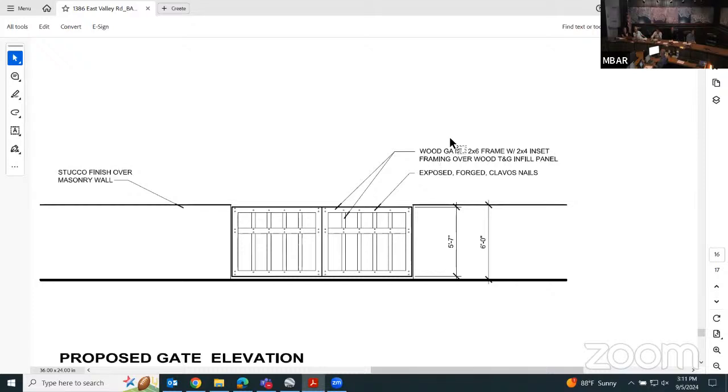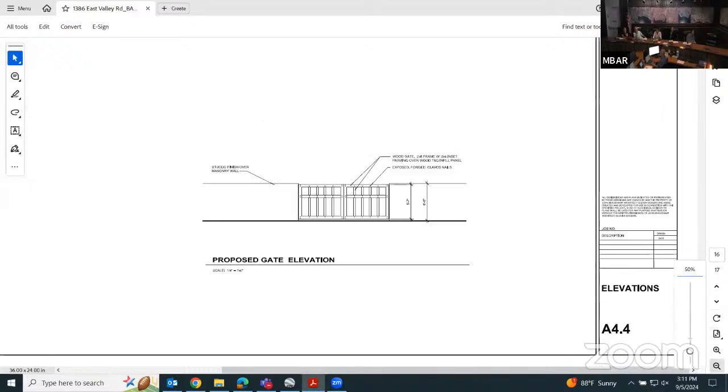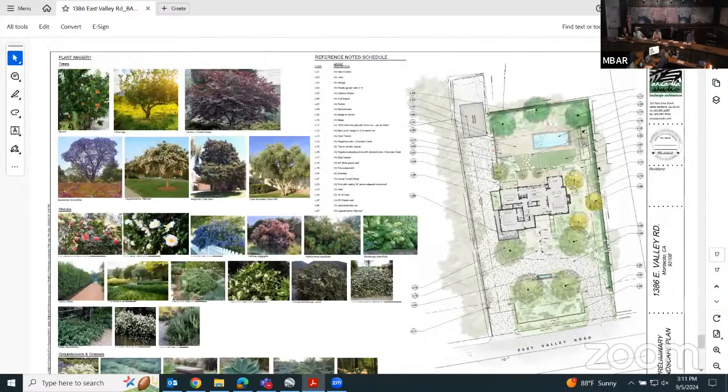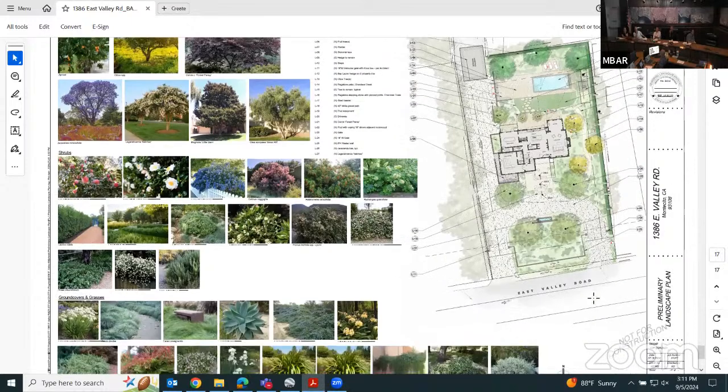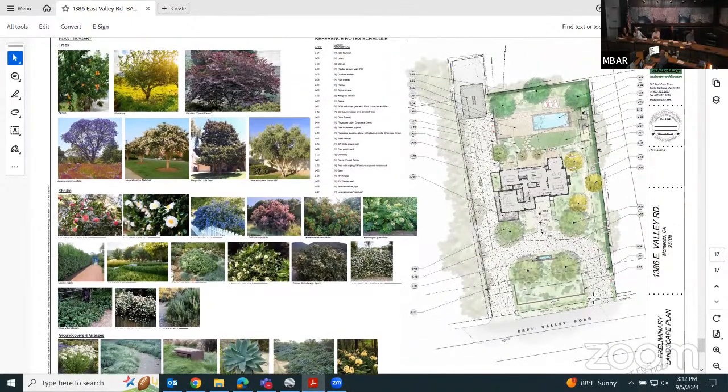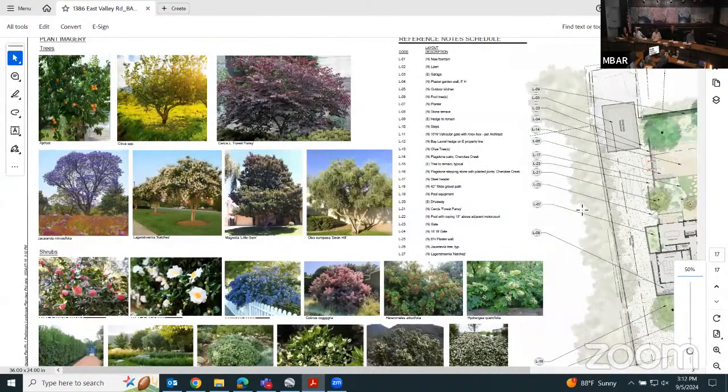Can you go to the next? Do we have another one? There's our landscape plan. This one's just kind of more focused on the pool area in the back.